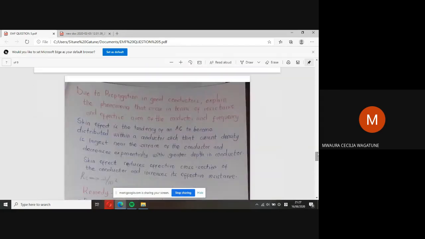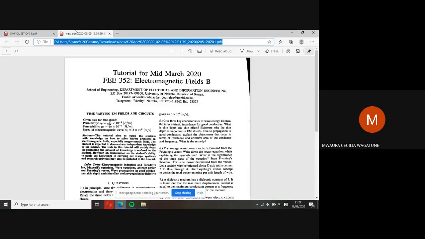Let's go to the next question. Due to propagation in good conductors, explain the phenomenon that occurs in terms of resistance, effective area of the conductor and frequency. What is the remedy?